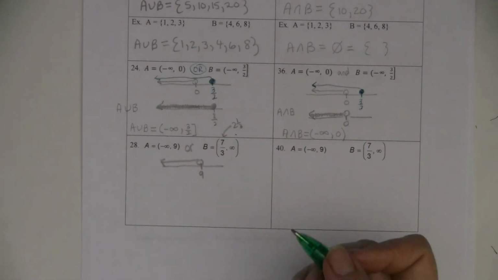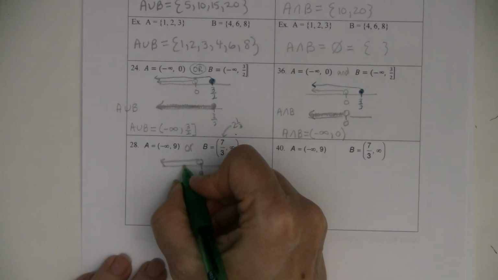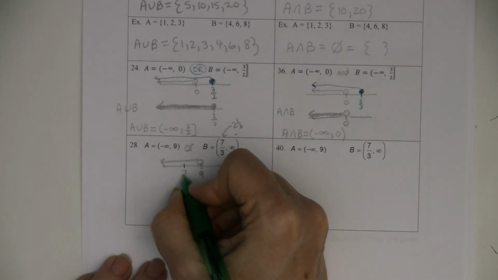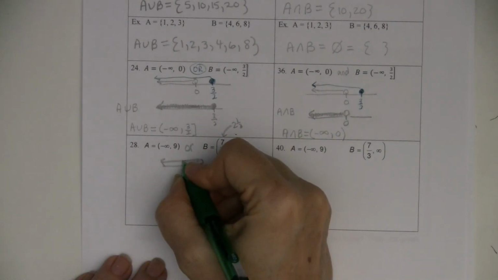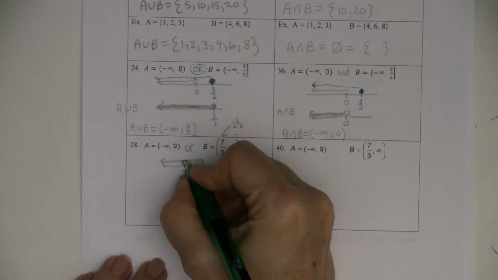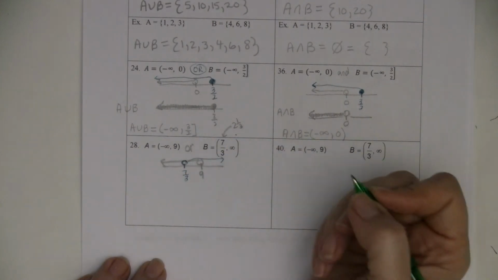And then I'm going to do B in the green color. And so 7/3, remember that's 2 1/3. And that one's also an open circle. Open, open, open. And it's going this way to infinity.